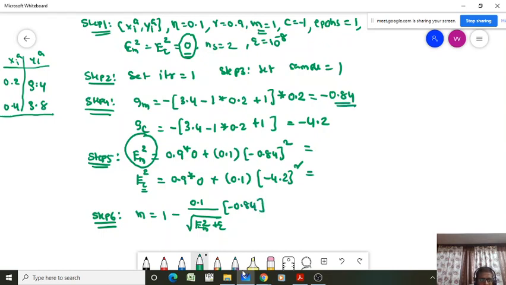Similarly, we can update c. We can update c as c equal to c minus, that is minus 1 minus 0.1, divided by Ec2 plus epsilon. Ec2 will be coming from here and epsilon will be from here, into gc. What is the value of gc? That's equal to minus 4.2. Right? So like that we can update the model parameters m and c.